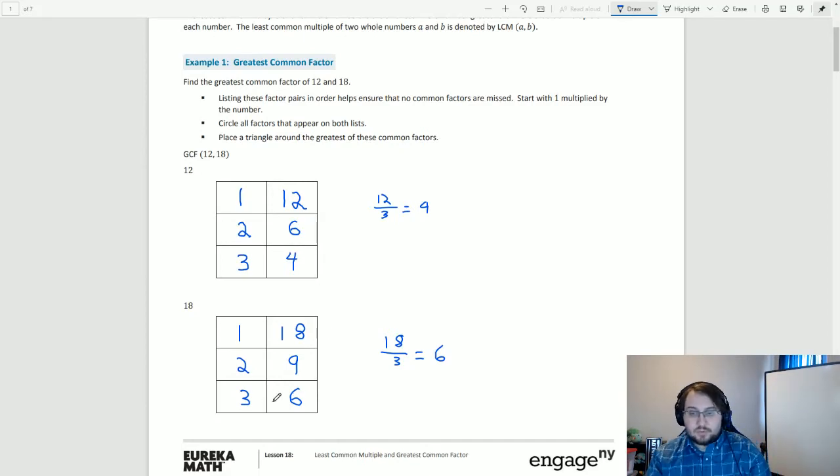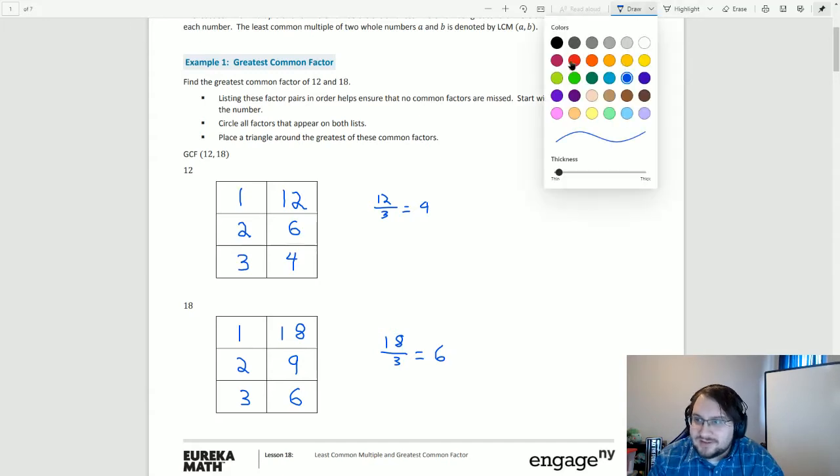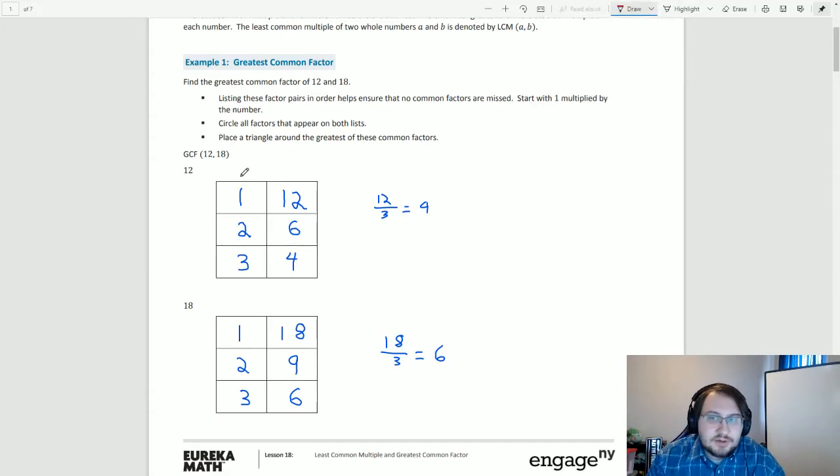So what we're going to do here is, well, I've listed out all of my factor pairs. So now what I can do is move to the next step. Circle all factors that appear on both lists. I'm going to do this in a different color. So let's circle everything that's on both lists. Well, obviously 1 is going to be on both lists because 1 is on every list.